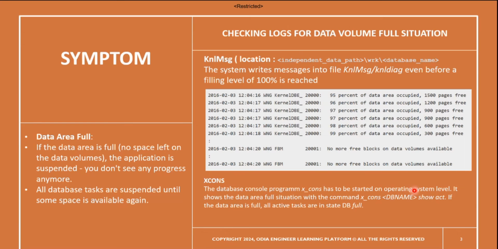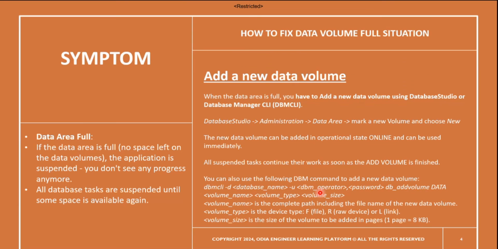In that case, you'll get to know that your data volume is full, because if you have active monitoring, that is good. If you don't have active monitoring, there is a possibility you may not get all the data, you may not get the alarm for this, and your system will be down. So in this scenario, the best option is always to check xcons with the database name and show act. So how are you going to fix it? There are two ways you can fix it.